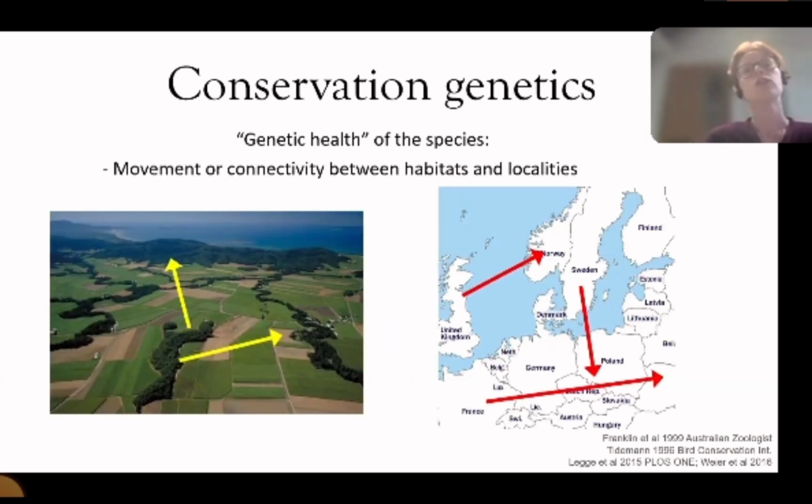And conservation genetics is also interested in looking at the movement or connectivity between habitats. We can look at this on small scales, say, for example, habitat remnants, but also on the large scale, for example, between continents. And this is important because knowing whether we can move individuals from one location to another in terms of reintroductions, and whether they are able to cross barriers like farms and things like that, or whether that is actually a problem, allows us to make landscape planning decisions.